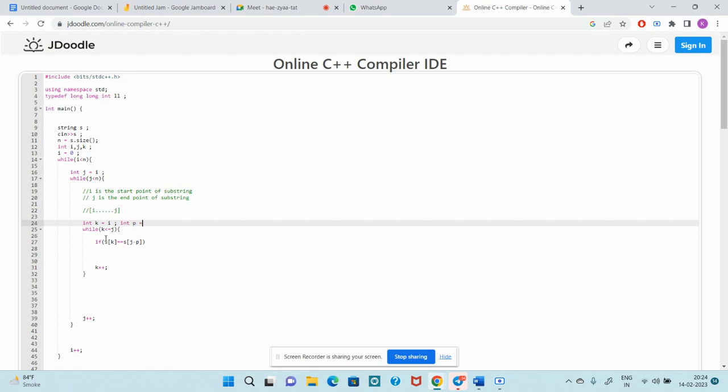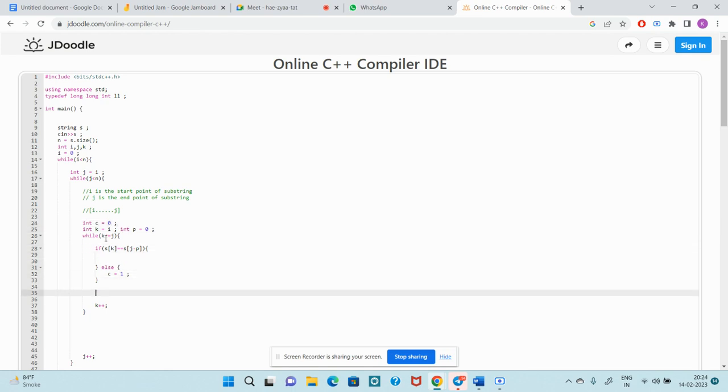int p equal to 0. Guys, did I do the things correctly? Please say yes or no in the chat. If all s of k are matching like this, it means things are going good. If this is not happening, then I set the counter c as 1. If c is 1, it means the string is not a palindrome. Guys, am I doing everything correct? Please write yes or no in the chat. Let me check what people are saying.